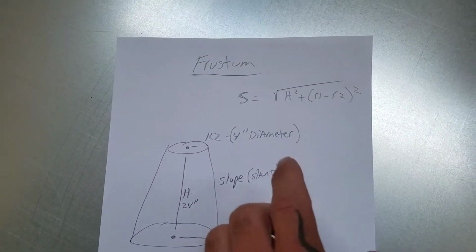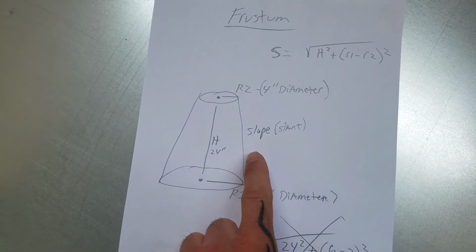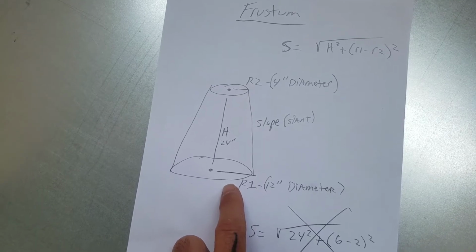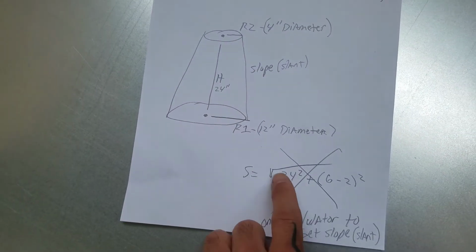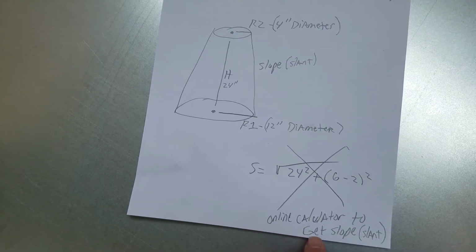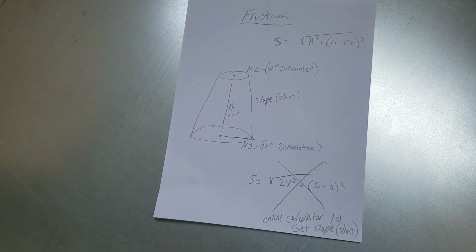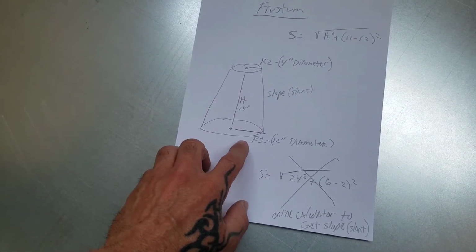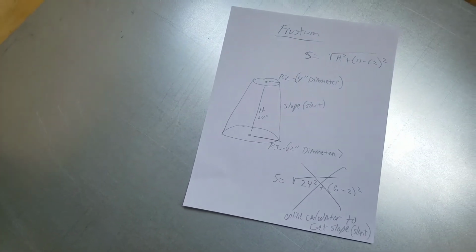This is the actual equation to get the slant. The only thing you need is the slant and a radius of 1, and then you can draw your lines to make your frustum. You don't need this equation. You can go online to get your slant. There are online calculators. All you do is enter your height and your radius for each end, and it gives you the slant number.